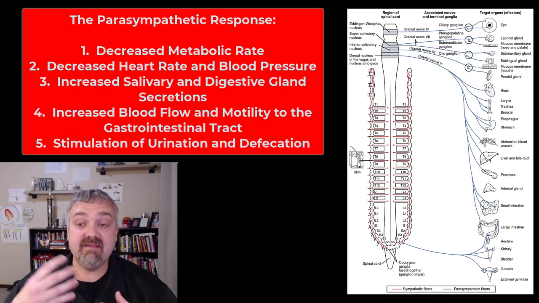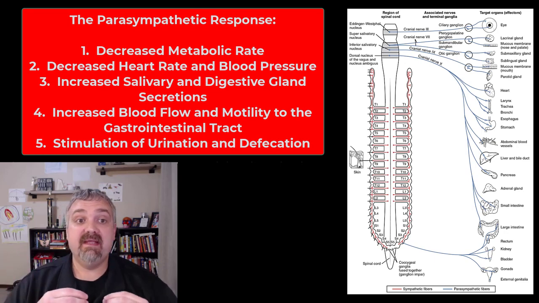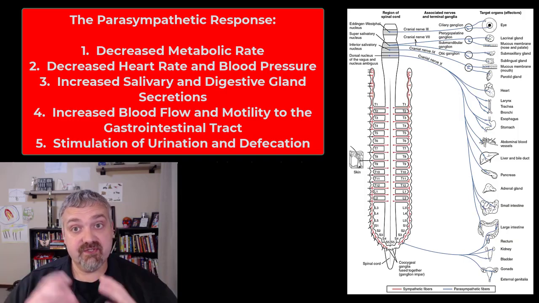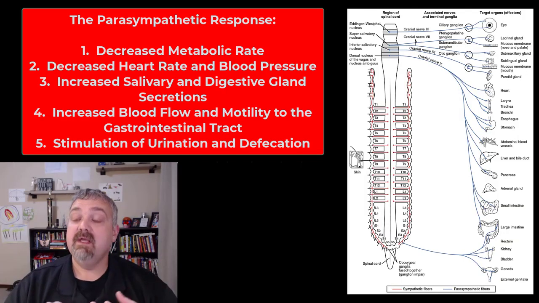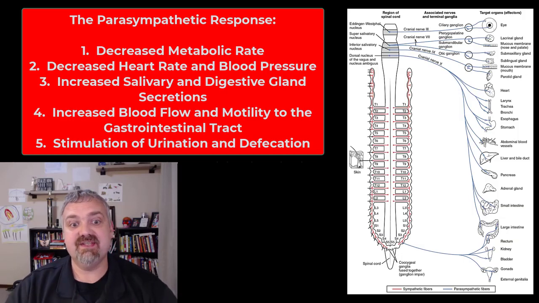So parasympathetic activation, when your rest and digest system kicks in, you're basically going to see a decrease in metabolic rate because your body's trying to conserve energy and rebuild. You're going to see a decrease in heart rate and blood pressure. We're not running, we're not fighting, we're not fleeing. You're going to see an increase in secretion by salivary and digestive glands because digestion is going to be a big part of the rest and digest system.